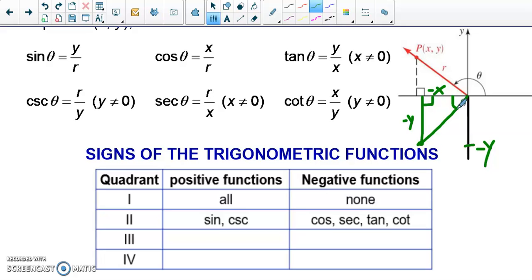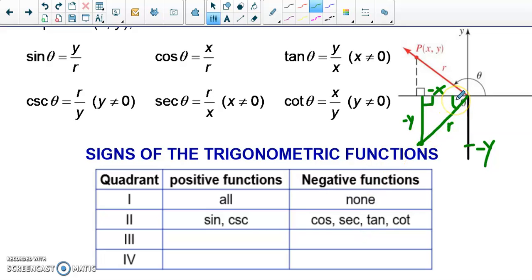Now, how do those ratios look here? So sine is opposite over our r, over hypotenuse. So it will be negative y over r. So it's negative. So sine would be negative. And again, sine and cosecant are inverses. So both of them are negative.